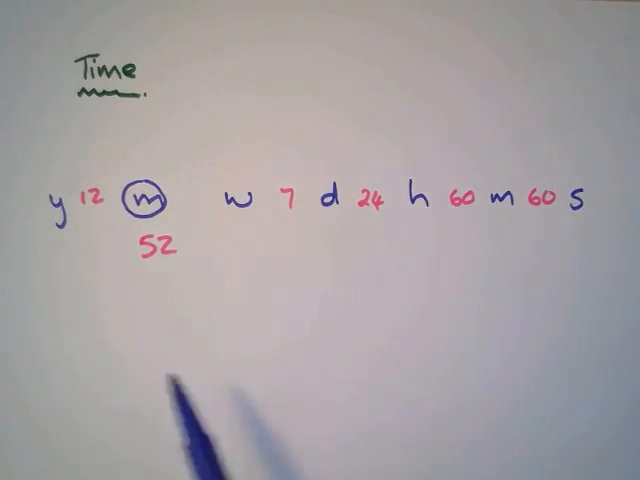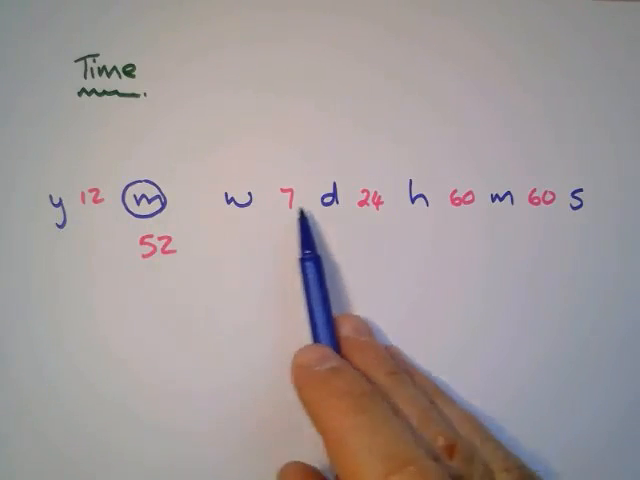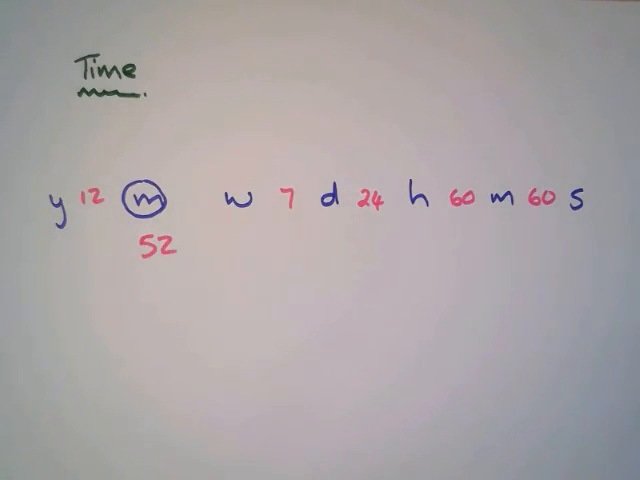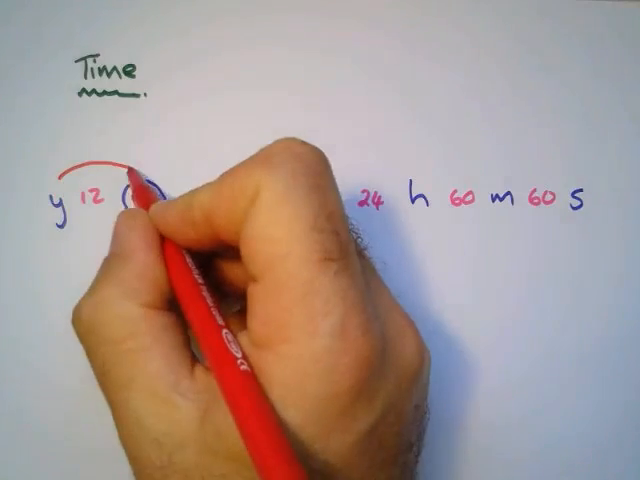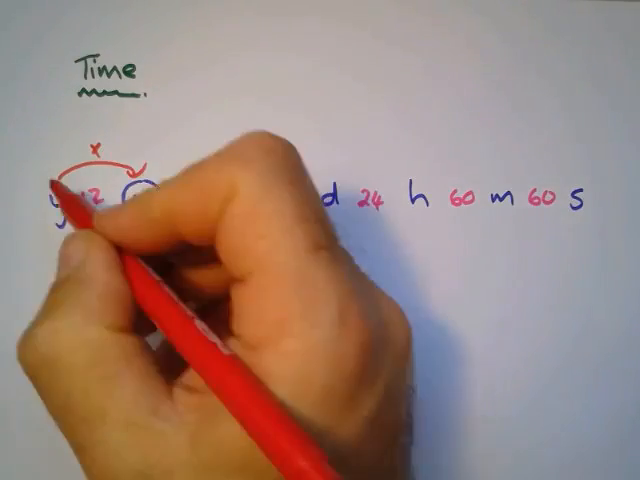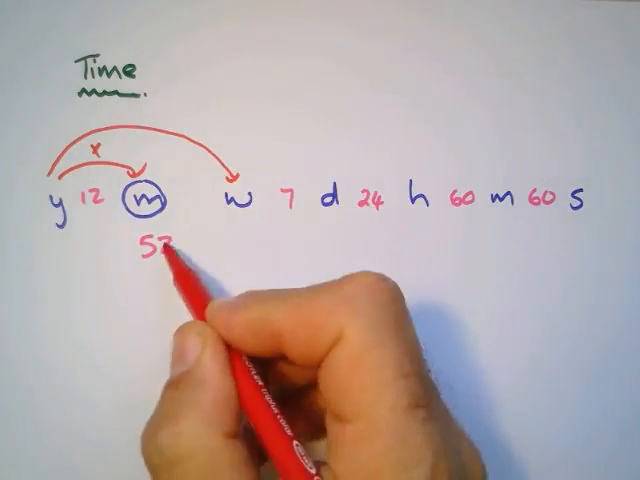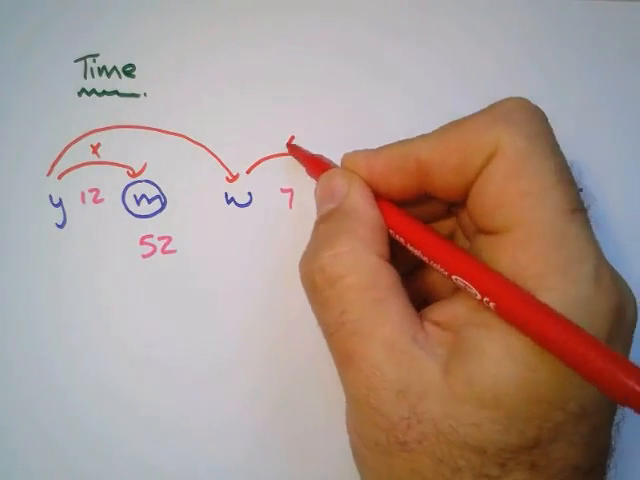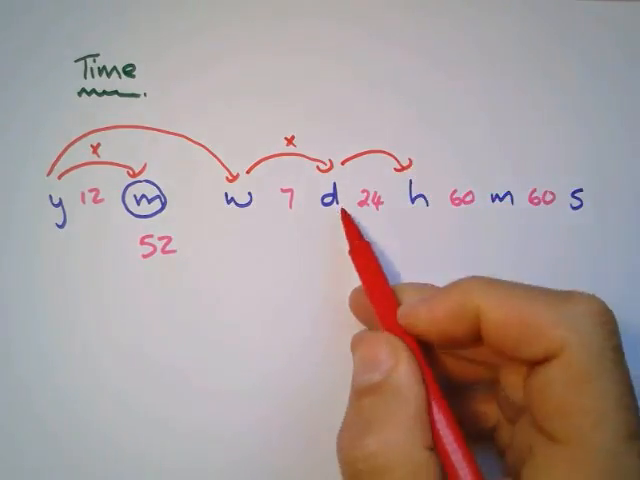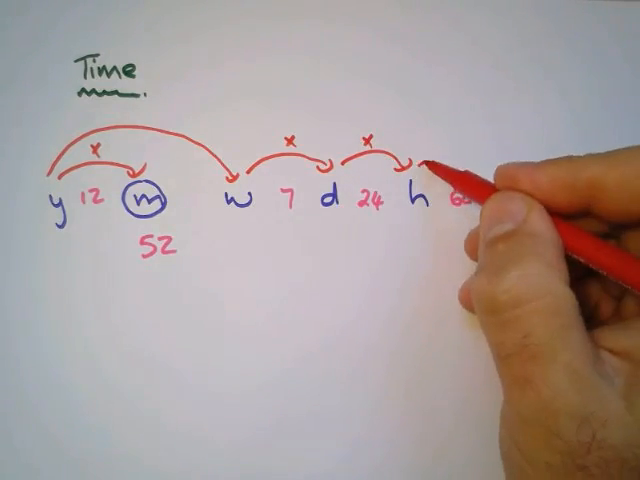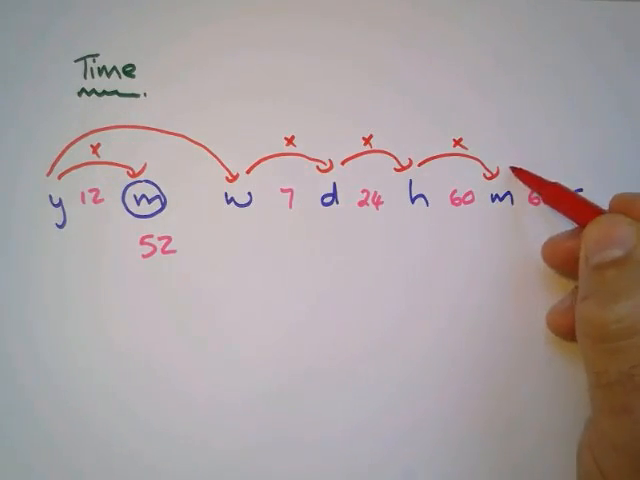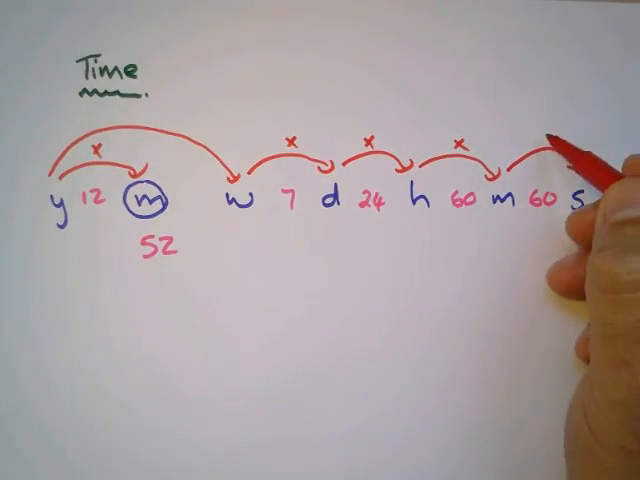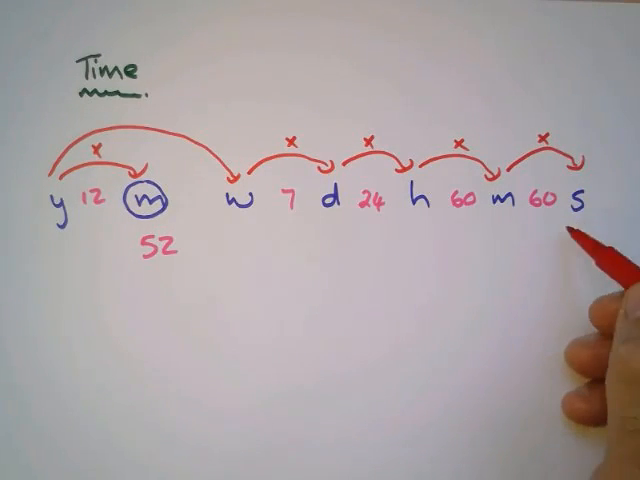What we're going to do now is the same as our other units. If I go from the bigger one to the smaller one, there's always more, so I'm going to multiply by that unit. Going this direction, I'm going to times by 12. From there to there, I multiply by 52. From there to there, I multiply by 7. If I have 1 day, I've got 24 hours. 1 hour, I've got 60 minutes. 1 minute, I've got 60 seconds. So in that way, I multiply.